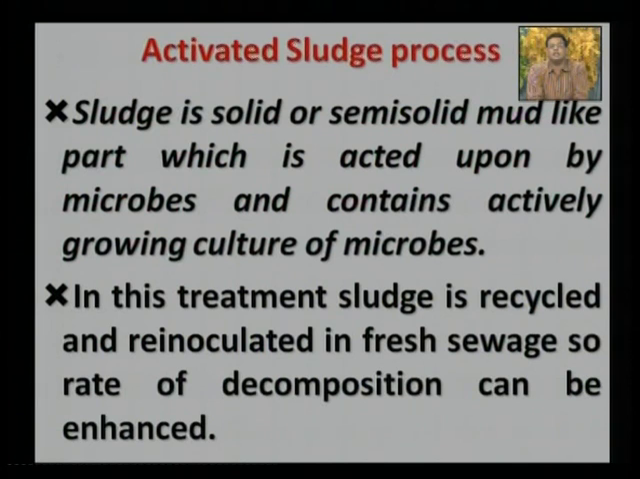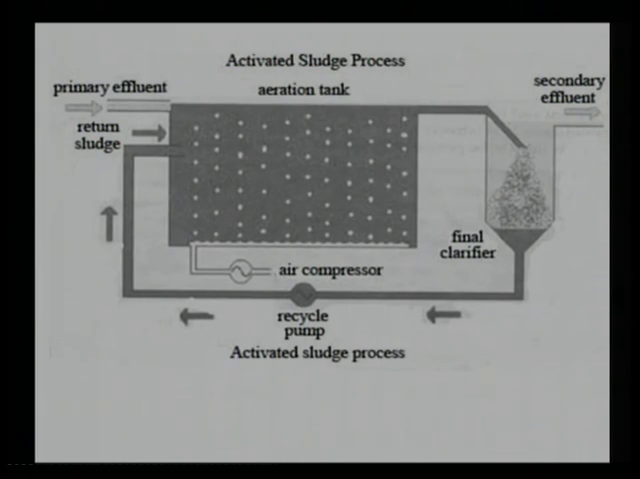In this treatment, usually sludge is recycled and then reinoculated in fresh sewage which is coming from primary treatment, and in this way we can enhance the rate of decomposition and reduce the time for treatment. This is the diagrammatic representation of the activated sludge process.